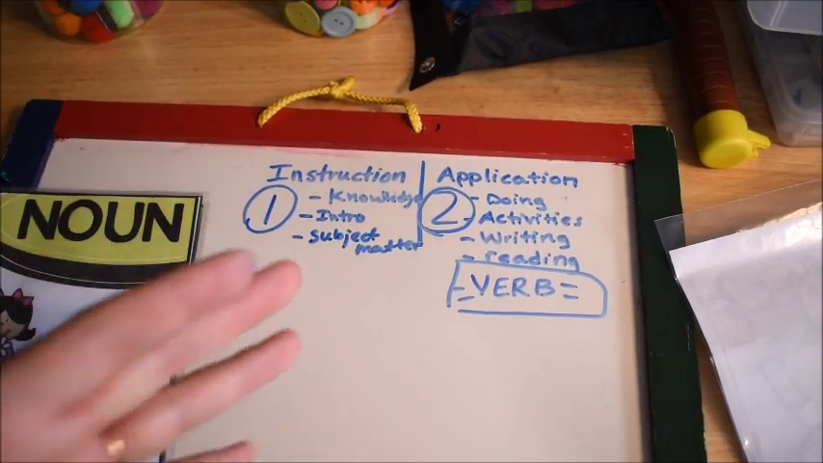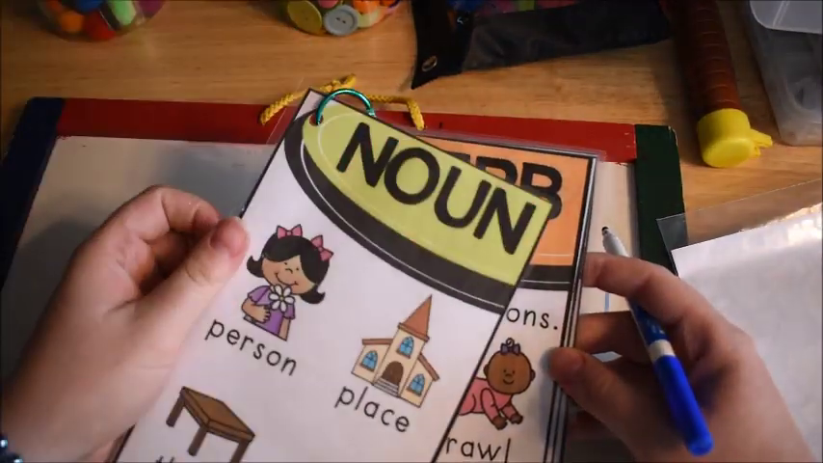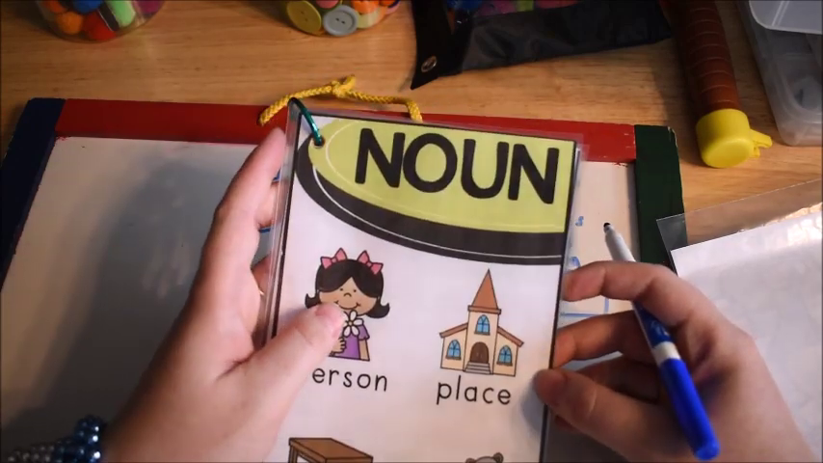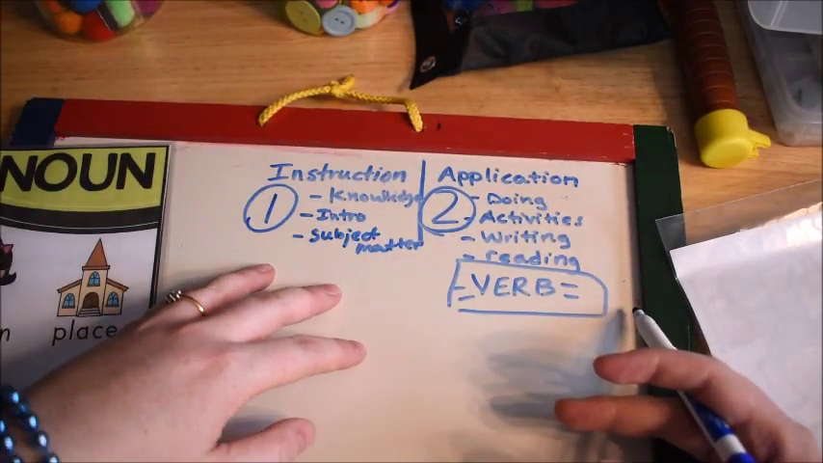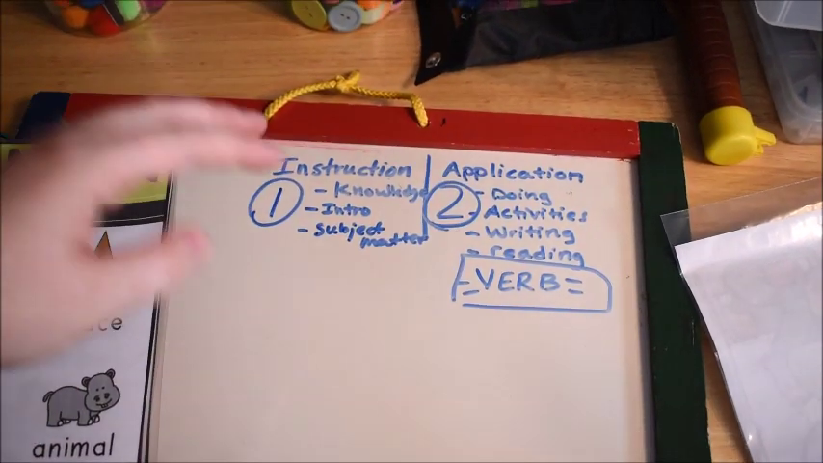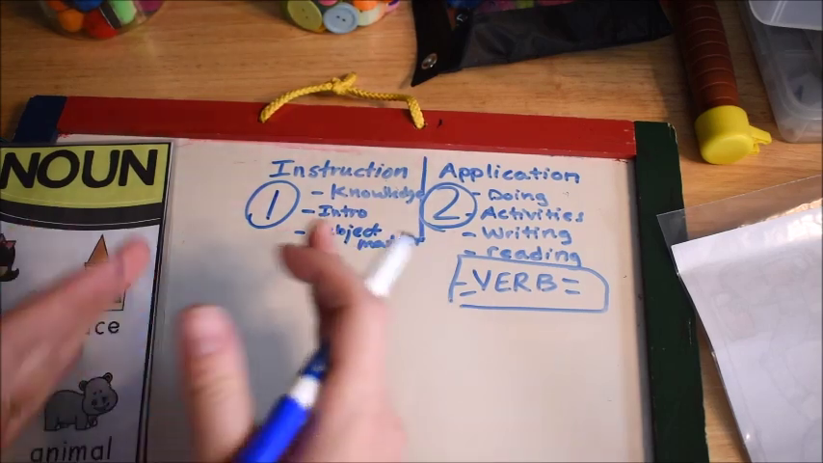Let's move on, and these charts that come with this hands-on grammar are for using during your instruction. Okay, you can use them during application if students need to go back and refer to them, but they're mainly used basically for your instruction. Okay, so they're to help you instruct.